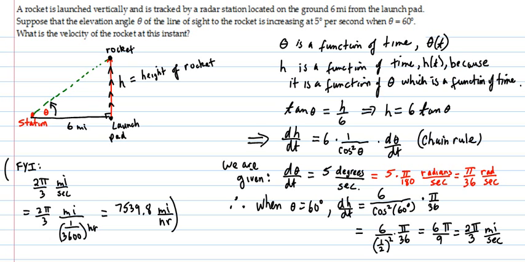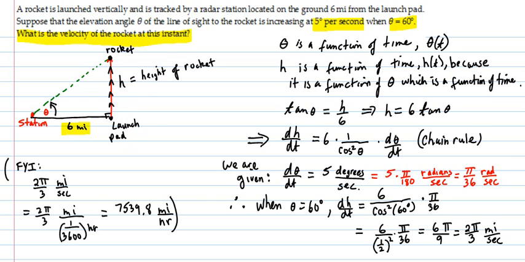The station is located 6 miles from the launch pad. And theta is the angle of the line of sight to the rocket, which is increasing 5 degrees per second when the angle is 60 degrees. So we're taking a snapshot where here is the moment where the angle is 60 degrees. What is the velocity of the rocket at this instant? And it's going to be in some kind of miles per second.